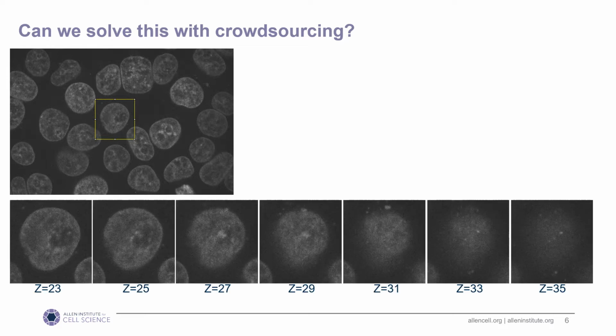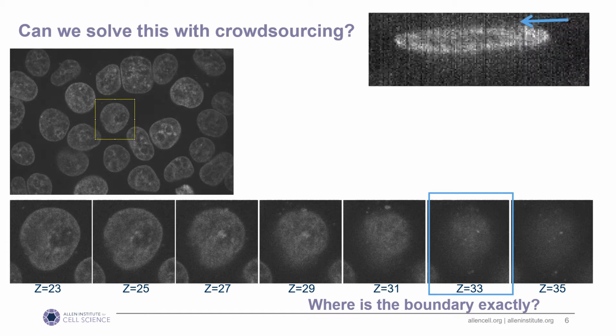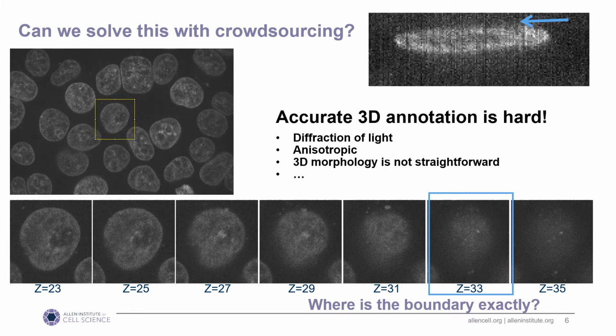Let's take a closer look at a single Z slice. Here, it seems very easy to annotate, but how about here and here? Where is the boundary exactly? Even viewing from the side, like the side view here, it is still very hard. The boundary is very blurry in some sense. So in general, even though quite a few tools have been created, 3D annotation is just hard by nature, due to the diffraction of light and lower resolution along Z. For more complicated morphology, like squeezing or folding, the annotation will be much harder.